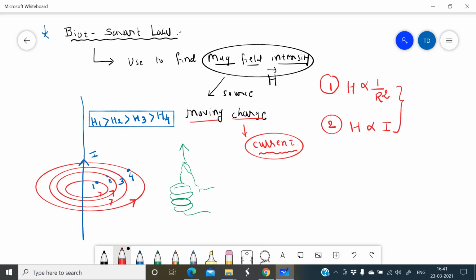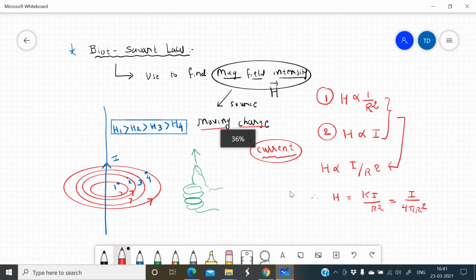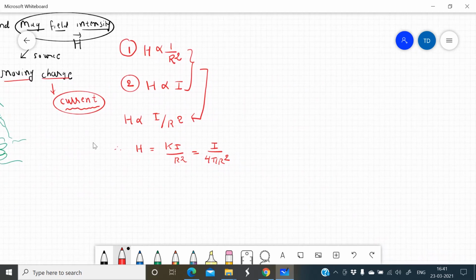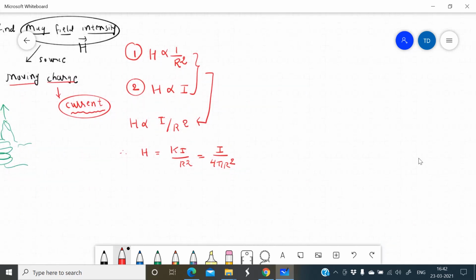If I combine these two, we can write magnetic field intensity is proportional to I upon R square. To remove the proportionality constant, H equals K I upon R square, and K is 1 upon 4 pi. So we get H equals I upon 4 pi R square.